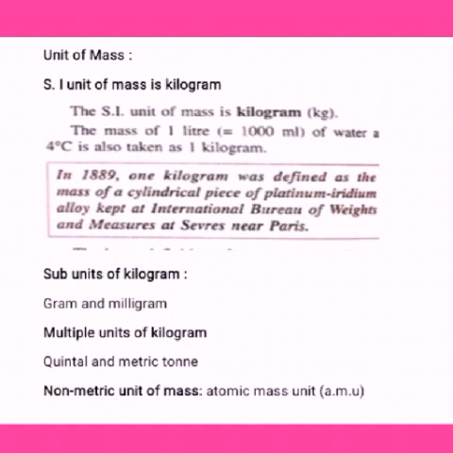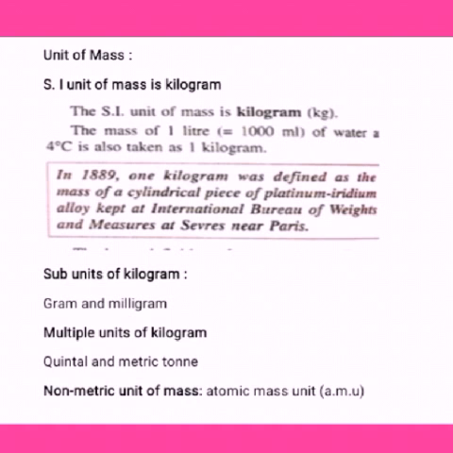Subunits of kilogram are gram and milligram. 1 gram is the 1000th part of a kilogram, that means 1 kg is equal to 1000 gram. Milligram is 1 millionth part of a kilogram, or it is the 1000th part of a gram. 1 milligram is equal to 10 to the power of minus 6 kg, that means 1 divided by 1 followed by 6 zeros kg.